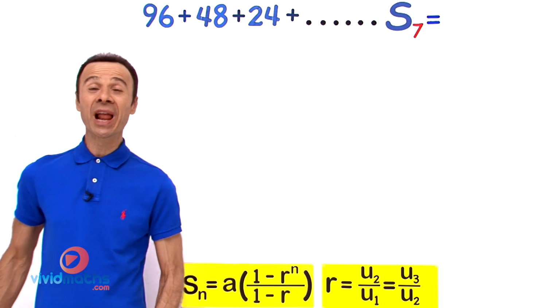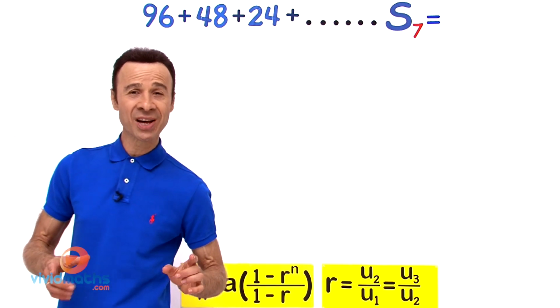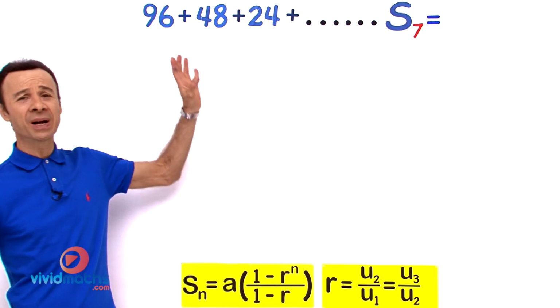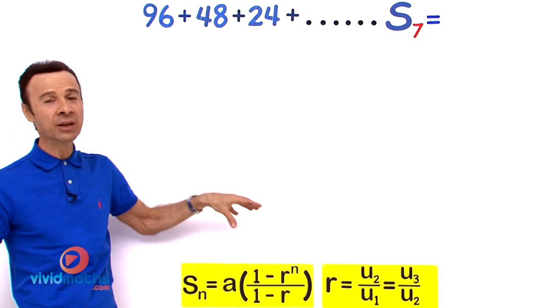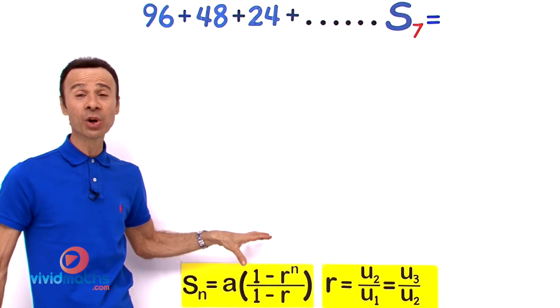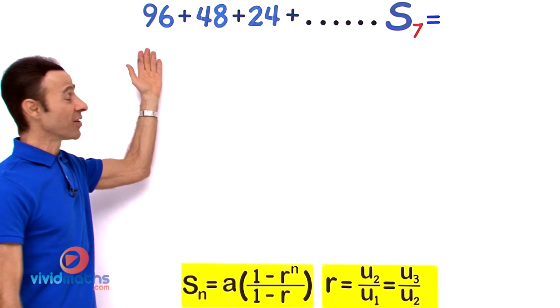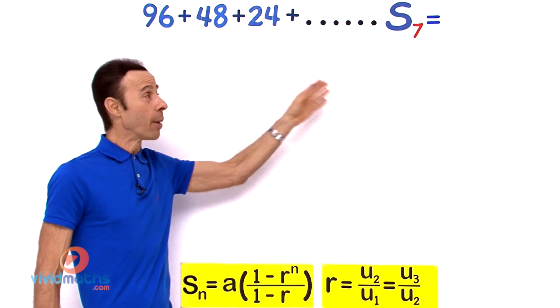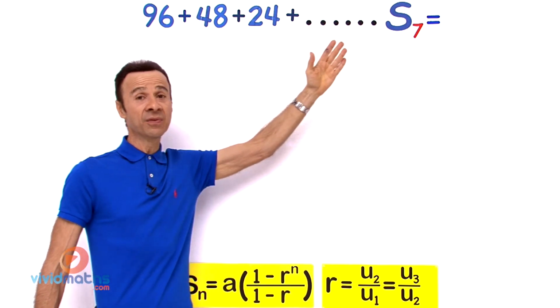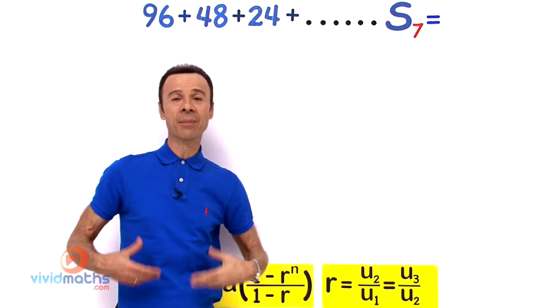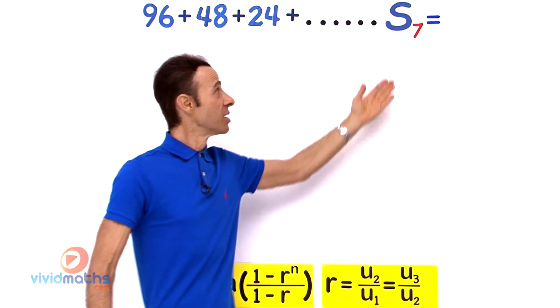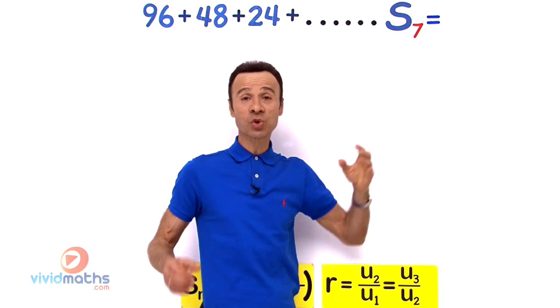All right, guys, what I like about this type of exercise is all you have to do is take a bunch of numbers and invite them into a standard formula. We're looking for the sum to 7 terms. In other words, we have a geometric series right here, and we're going to sum 7 individual terms all together and come up with what that is. So S subscript 7 is what we're after.